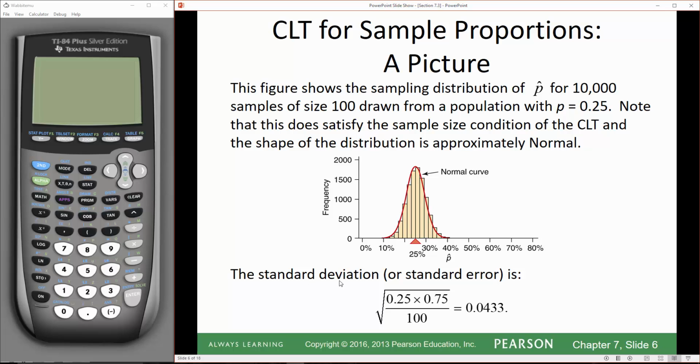The standard deviation, or in this case we call it the standard error, is calculated by taking p times q divided by your sample size, and then the square root. Excuse me, in this case we're using p and q, not p hat and q hat. We can use those to estimate, but we don't need to because we do know p in this case. So we get a standard error of 0.04.